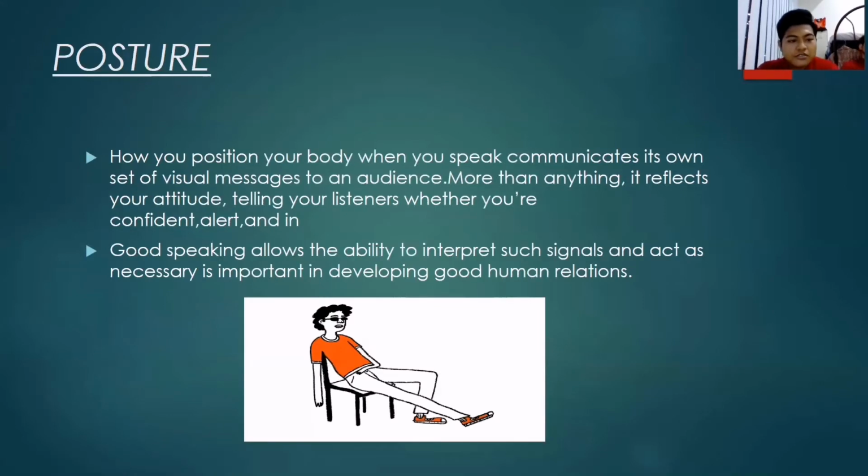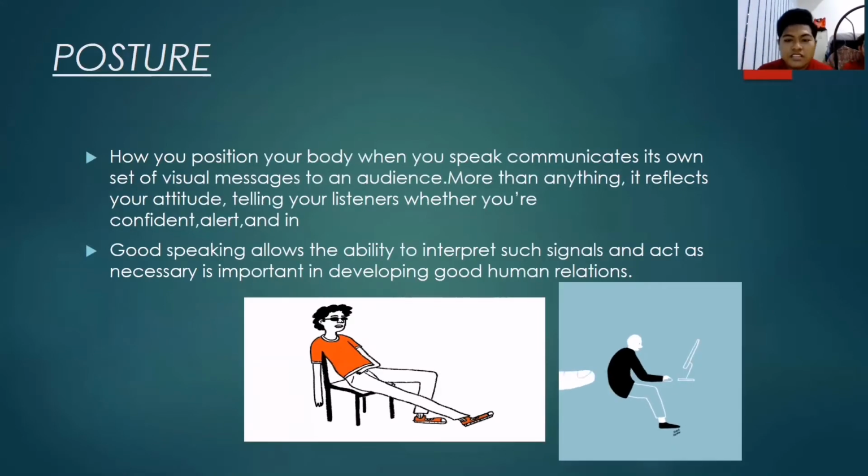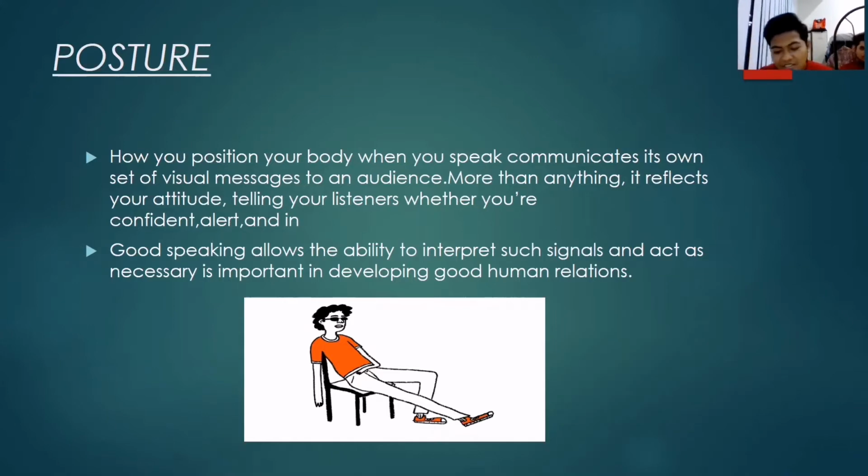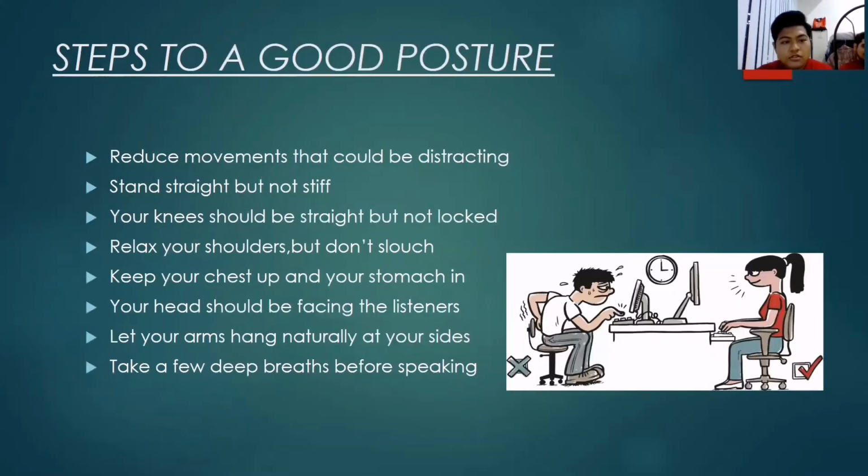Posture. First, how you position your body when you speak communicates its own set of visual messages to an audience. More than anything, it reflects your attitude, telling your listeners whether you are confident, alert, and interested. Second, good speaking allows the ability to interpret such signals and act as necessary, which is important in developing good human relations.